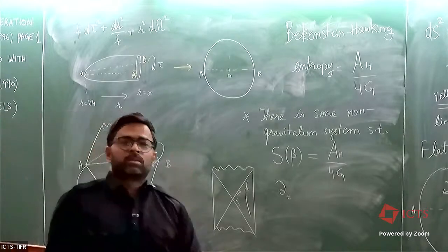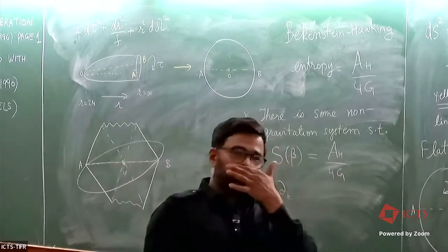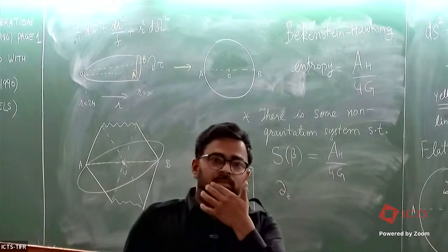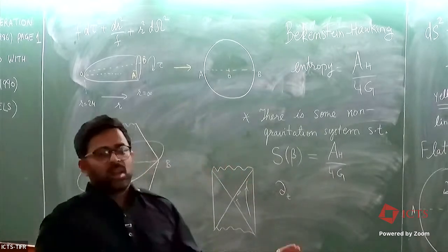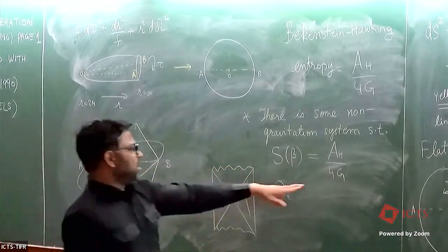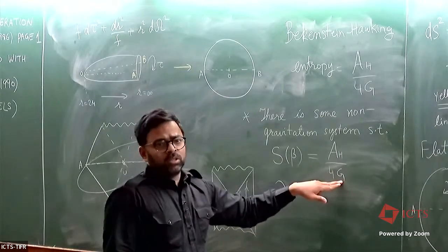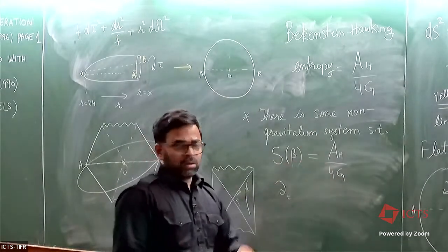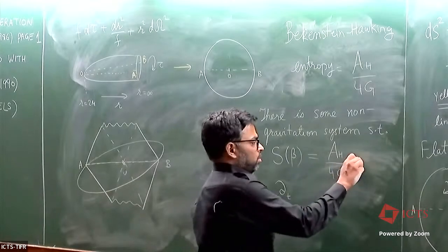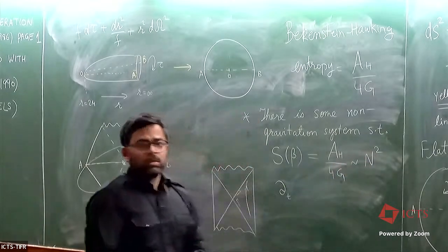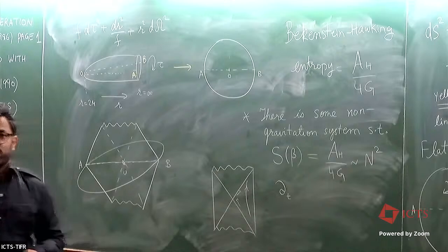Yes, N is large but finite. Because G is related to N. If G was 0, this would be infinite. So this is order N squared, right? So to have finite entropy, you need to have finite N.